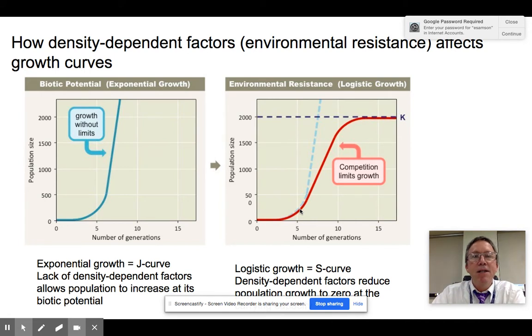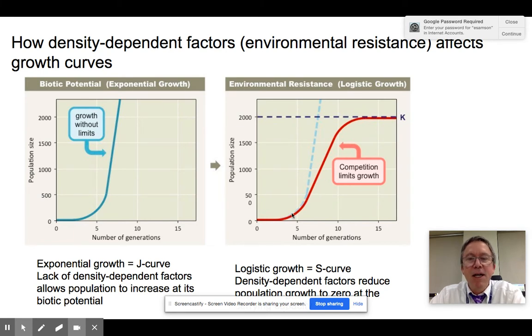So density-dependent factors sometimes are called an environmental resistance to growth. Basically, here's what you've got. If there is no environmental resistance, the organism is just going to grow at its biotic potential. So that never can really happen, not indefinitely. However, when that happens, you get this J-shaped curve, an exponential growth curve. And here we see the dashed line showing this is what it would be if there were no density-dependent factors. There was no environmental resistance to growth. But there always is. This isn't the best drawn graph, unfortunately.